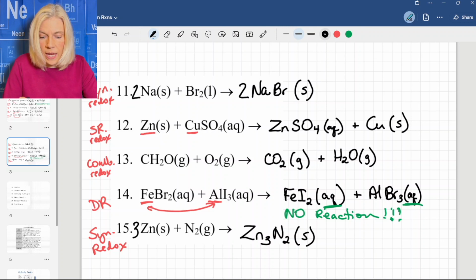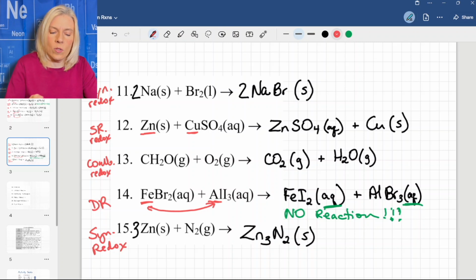Here it is. Okay, let's go back quickly for our redox reactions. What's oxidized, what's reduced? Let's go quickly. Sodium is neutral, then it became positive.